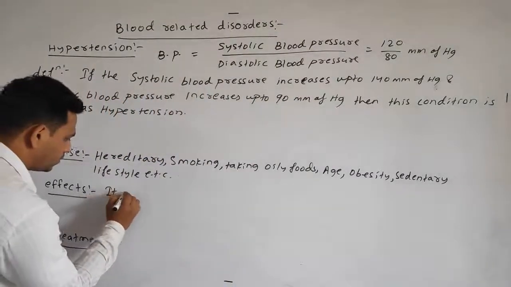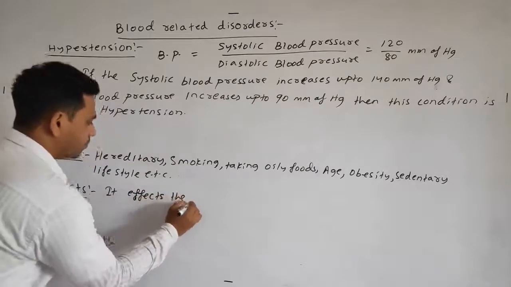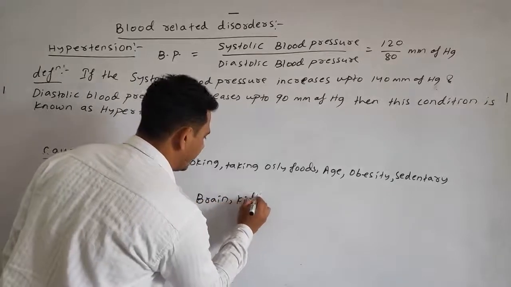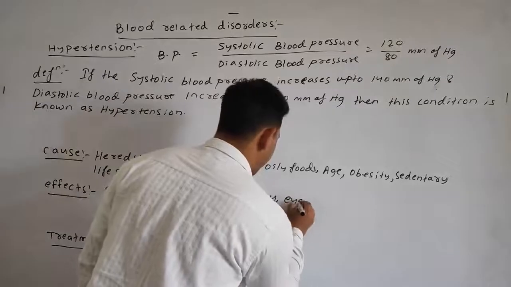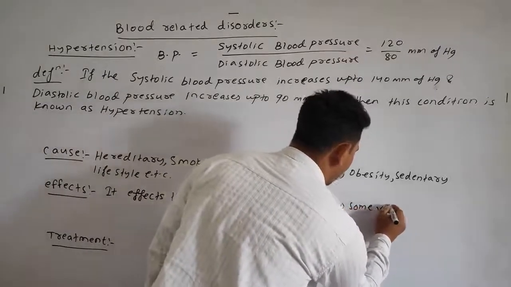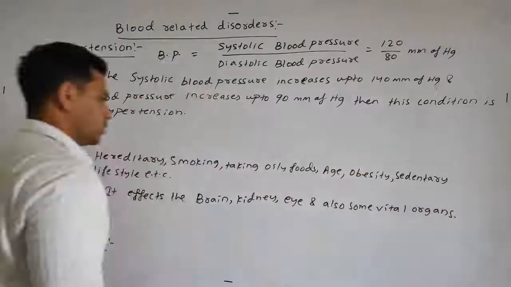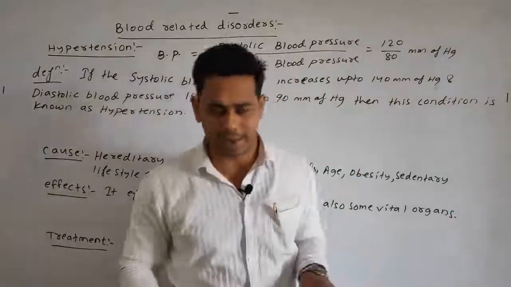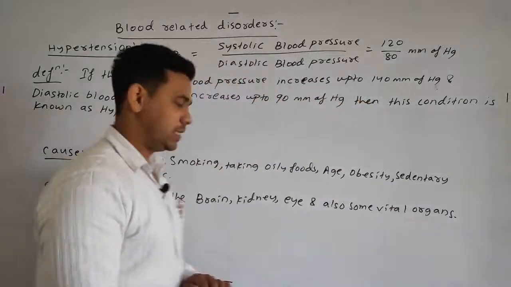It affects the brain, kidney, the eye, and also some important or vital organs. Brain, it may lead also to the brain hemorrhage. And also it may lead to paralysis.